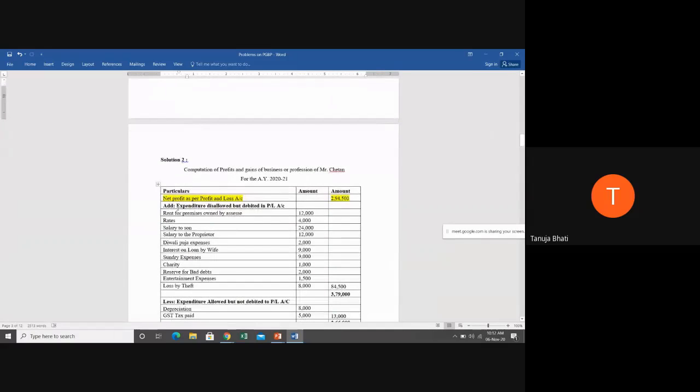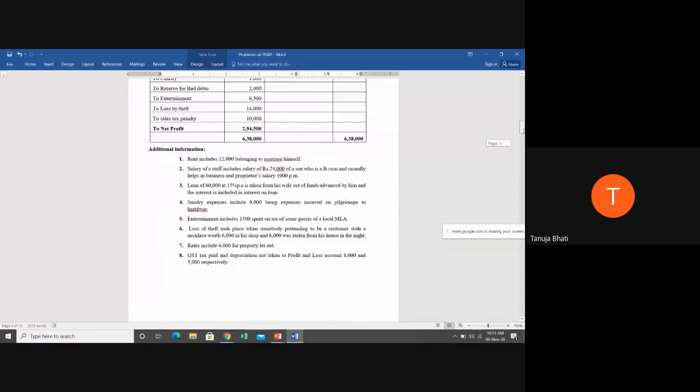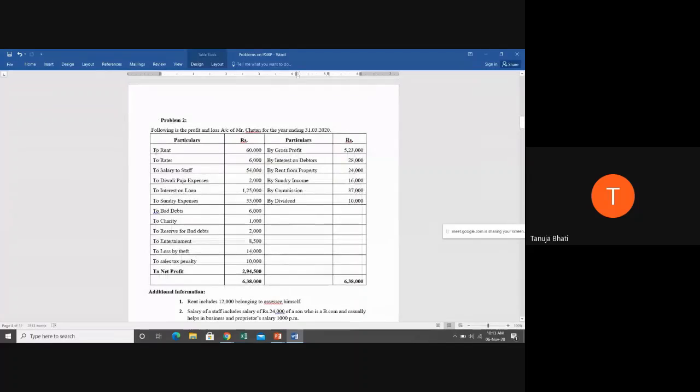So what we will do: add expenditure disallowed but debited to P&L account. The full 60,000 was debited to the P&L account, but we have to add back that portion which is disallowed. So rent for premises owned by the SSE, 12,000, is disallowed. That is why we have added this figure here. So our first expense is completed.